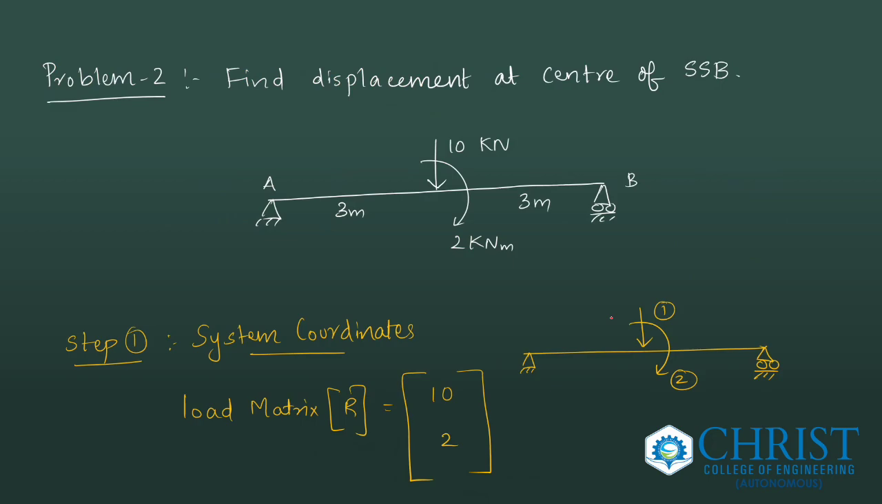Now, next question is a simply supported beam condition. Let's see. Find displacement at center of beam. So question itself shows two loading conditions, 10 kilonewton and 2 kilonewton meter. So we consider two system coordinates, one R1 equal to 10 kilonewton, that is translation, and second one is rotational, that is moment, coordinate 1 and 2. And the load matrix will be 10 and 2.